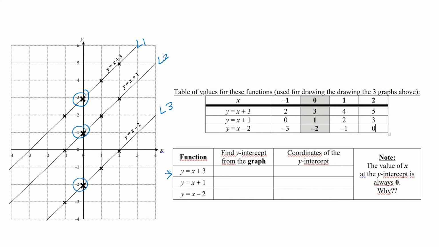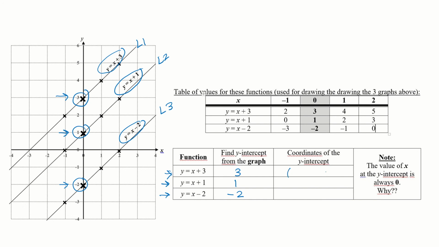The equation of line 1 is y equals x plus 3. That's the name of the function. Find the y-intercept from the graph. We already found it just now, right? It's 3. Y equals x plus 1, that is L2, the function name. Where does it cut the y-axis? At 1, so write down 1. And the third one, y equals x minus 2, is the function name. Where does it cut the y-axis? At negative 2.